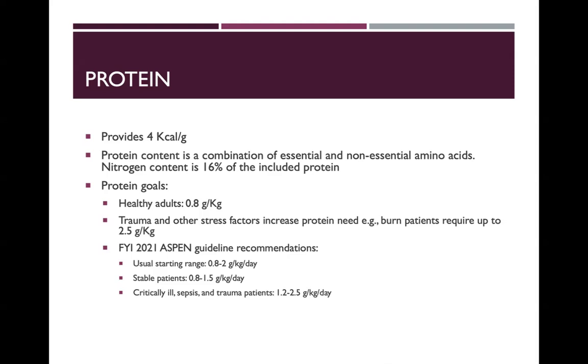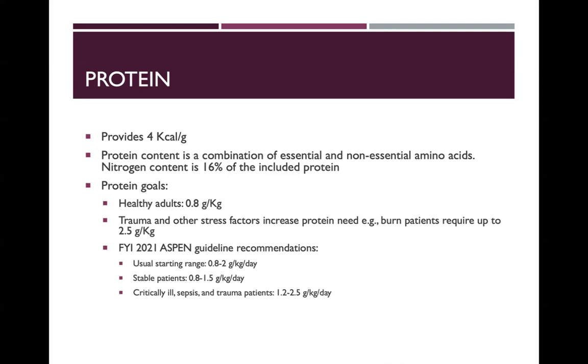The number I want you to memorize in the slide would be that 4 kcal per gram, the first bullet. More FYI information, just so you would know that there's a little bit of literature. There are a lot of studies on that concept by itself. The ASPEN guideline recommendation for a starting range is between 0.8 to 2, which is a wide range. In stable patients, that range is a little bit narrower, but in critically ill patients, that number goes up because they are under significant stress.